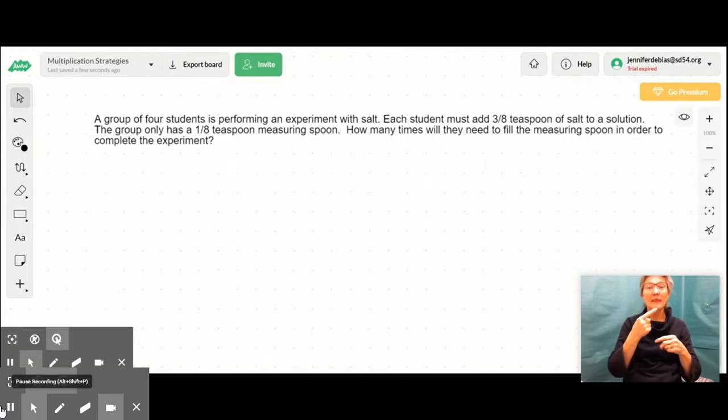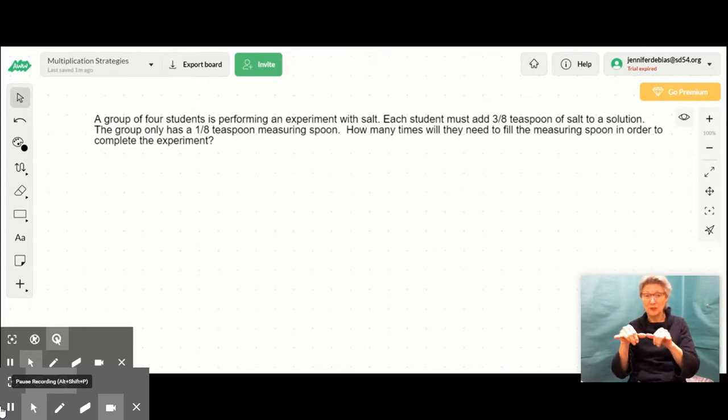This says a group of 4 students is performing an experiment with salt. Each student must add 3/8 teaspoon of salt to a solution. The group only has 1/8 teaspoon measuring spoon. How many times will they need to fill the measuring spoon in order to complete the experiment?